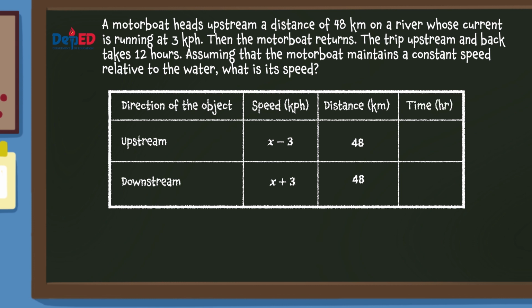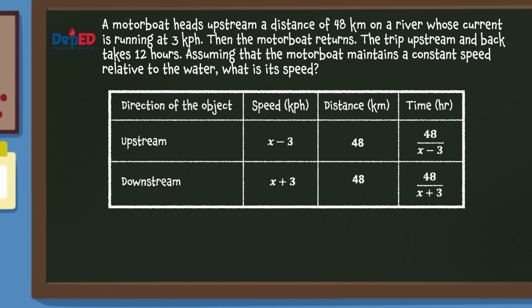The problem did not state how long it takes the boat to travel in each direction. We must express the time in terms of the distance and speed. Recall that distance equals speed times time, and when time is unknown, it must be equal to distance over speed. Hence, the time in hours it takes the boat to travel 48 kilometers upstream is equal to 48 over x minus 3, while it takes the boat 48 over x plus 3 hours to travel 48 kilometers downstream.